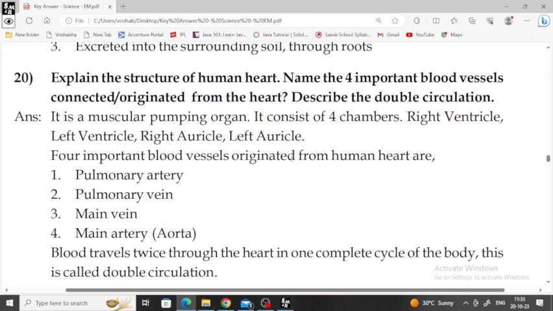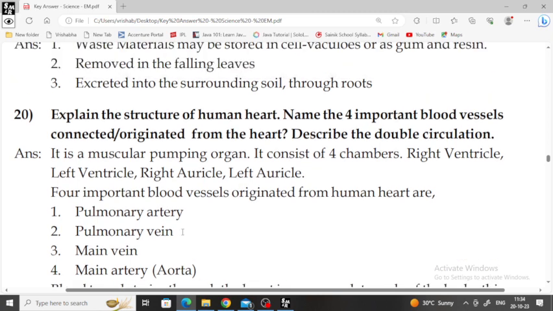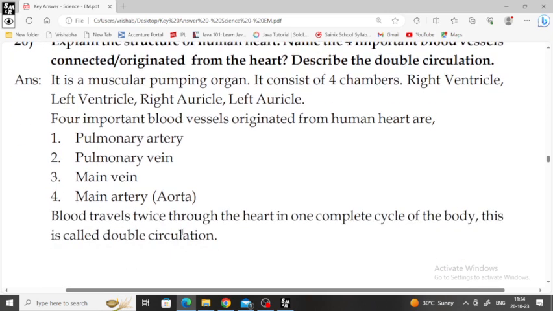The four important blood vessels originating from the human heart are the pulmonary artery, pulmonary vein, the main artery aorta, and the main veins, the posterior and inferior vena cava.